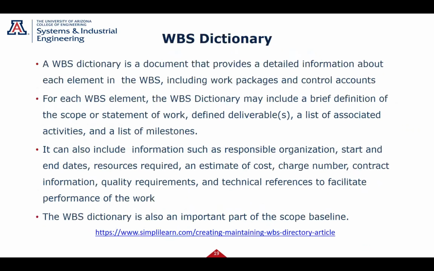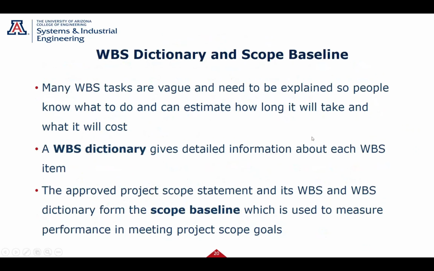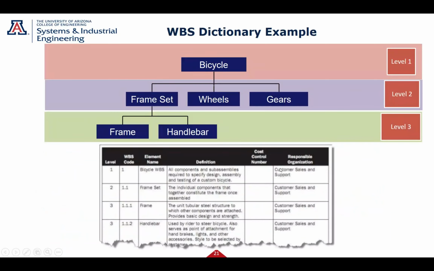I'll give you an example in a minute. Many tasks are vague and they need this dictionary to break this out. Again, I don't read everything here. You can read that. So here's an example. Let's take a bicycle. I maybe have a frame, wheels, maybe gears. I broke it down into a frame and a handlebar.